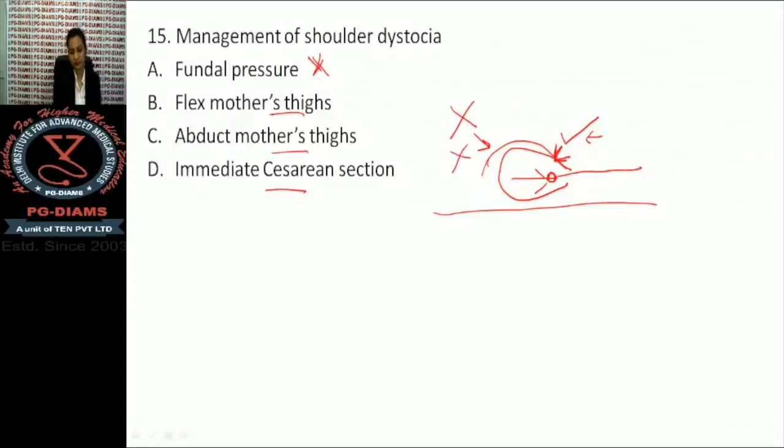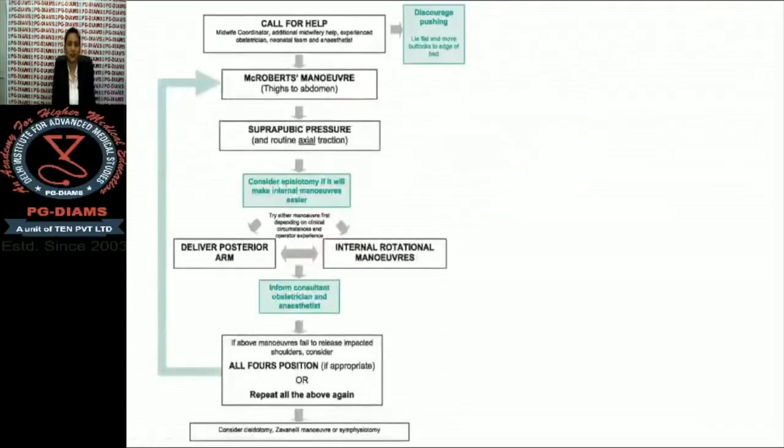We'll first see the algorithm for management of shoulder dystocia. So you have shoulder dystocia, first thing you do is you call for help because alone you will not be able to handle it. You call the midwife, obstetrician, pediatrician, your senior, all those people, you will collect everyone. That is what we do in gynecology. We shout and call everybody. So call for help, and that's important here.